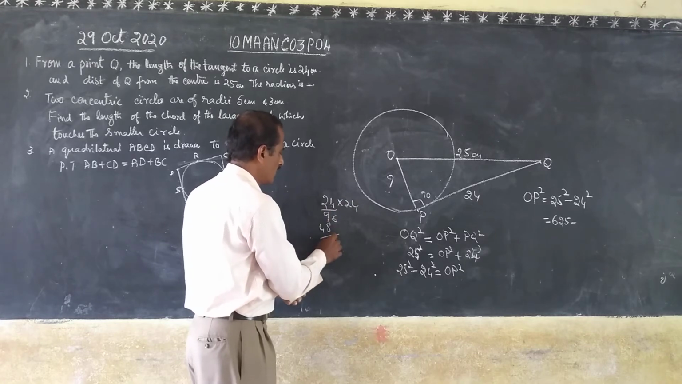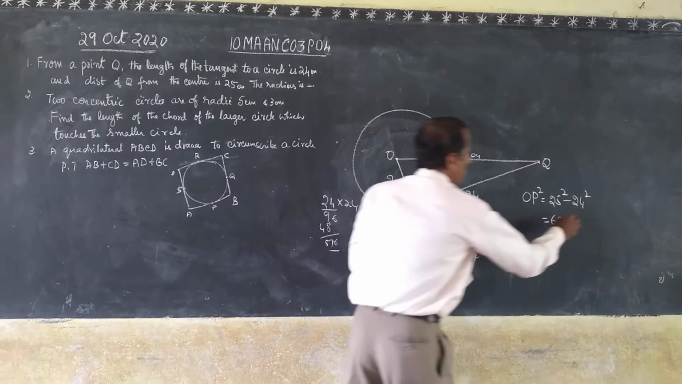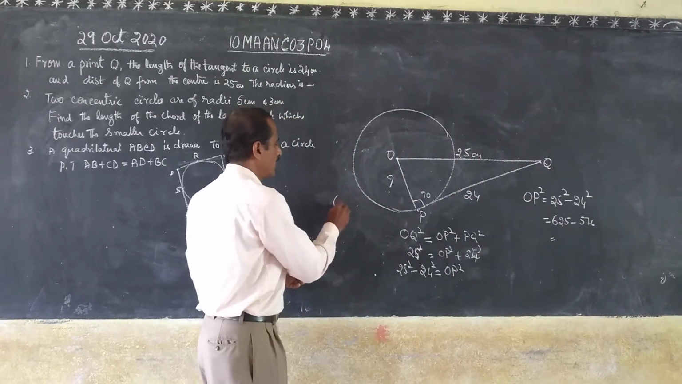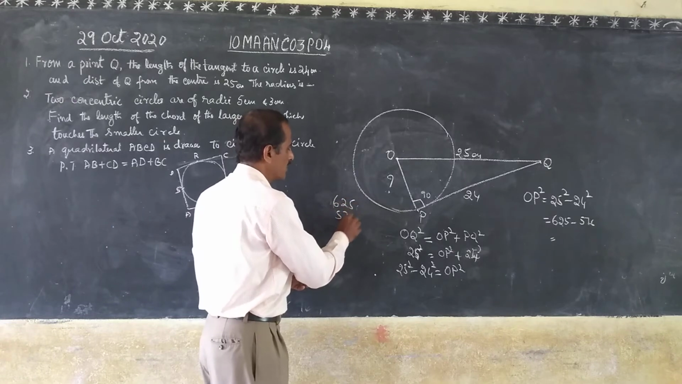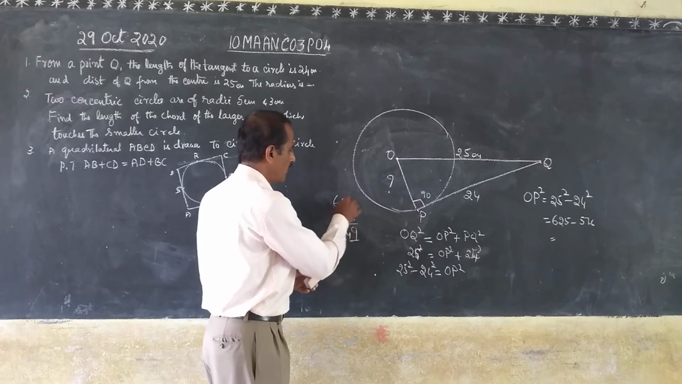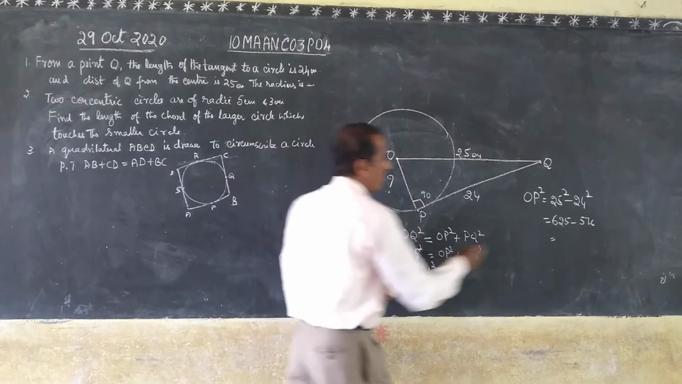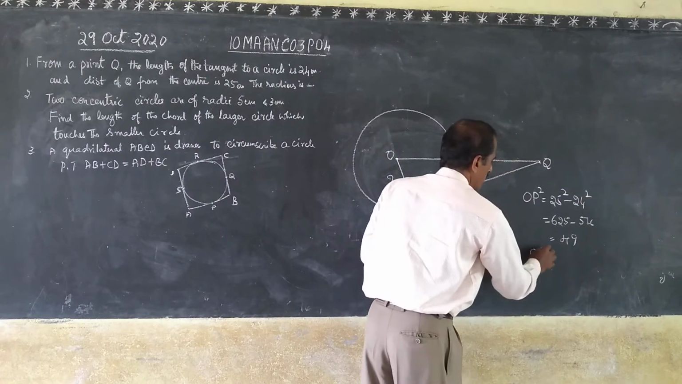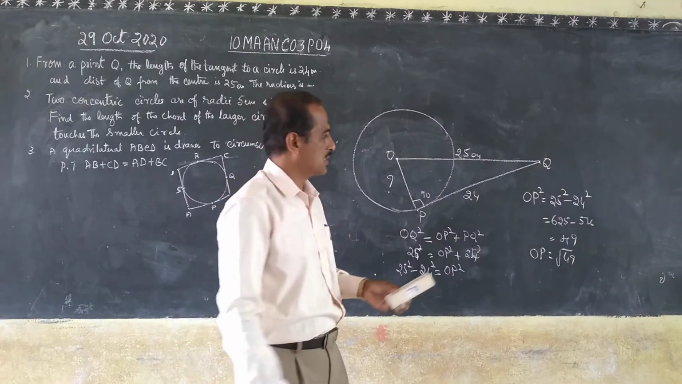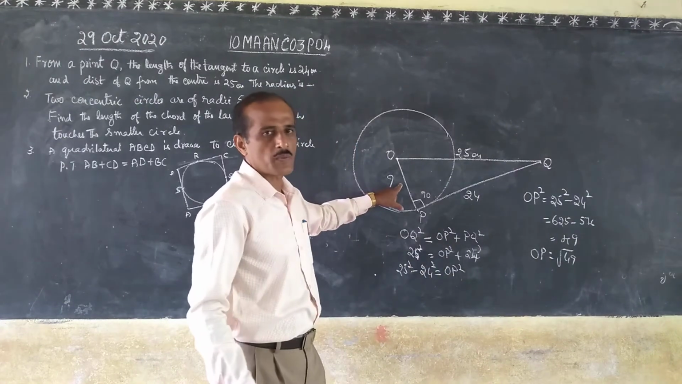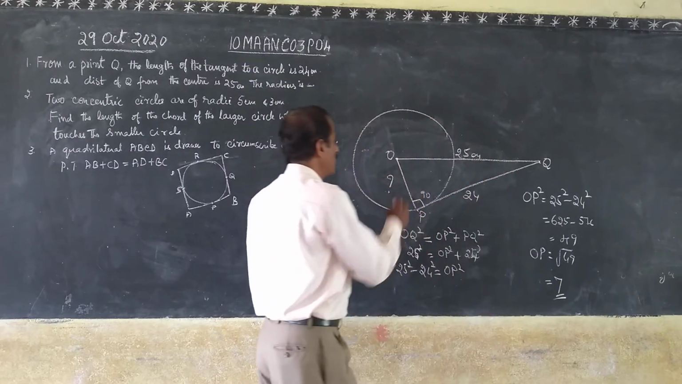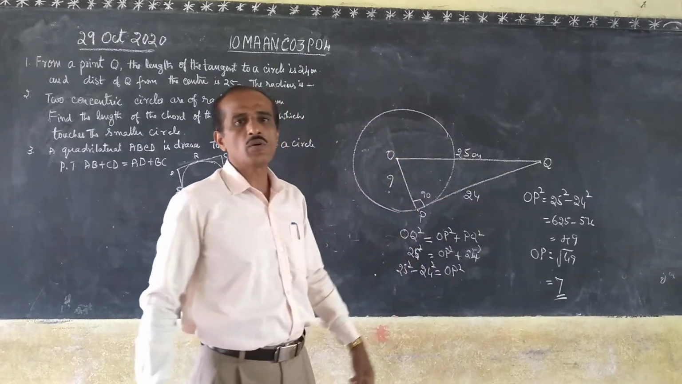What is the answer? 576. So, 625 minus 576. What is the answer? It is 49. OP square is equal to 49. Therefore, OP is equal to root 49. Root 49 is equal to plus or minus 7. Here minus 7 is not possible. It must be plus 7. So the length of OP is equal to 7 centimeter, or the length of the radius is equal to 7 centimeter.